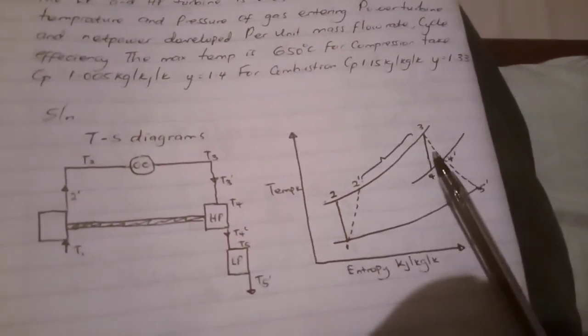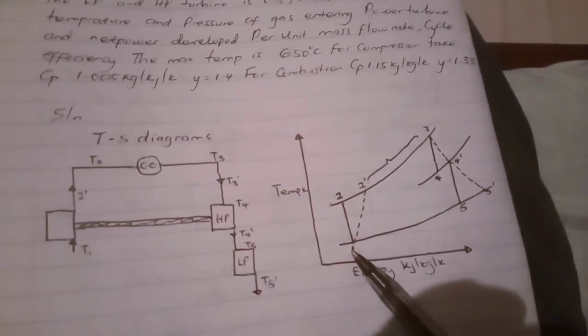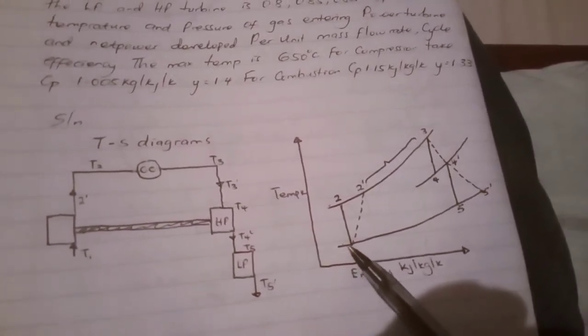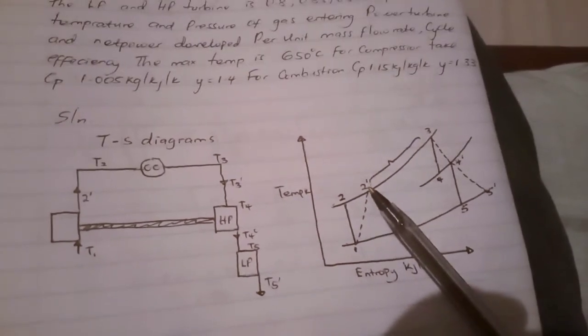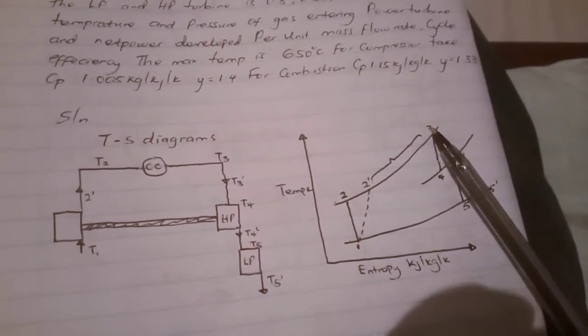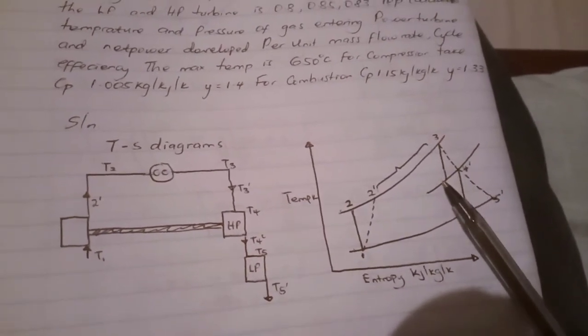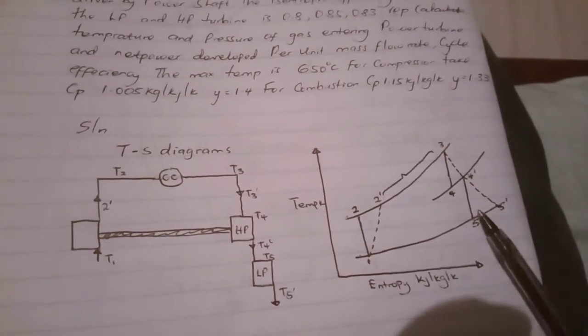And this is the isentropic diagram. See, temperature rises from 1 to 2, but the temperature at 2 prime is slightly higher than at 2. We get 3, that's the highest temperature. Then temperature starts to drop until we reach 5 prime. Now we're going to solve the problem.